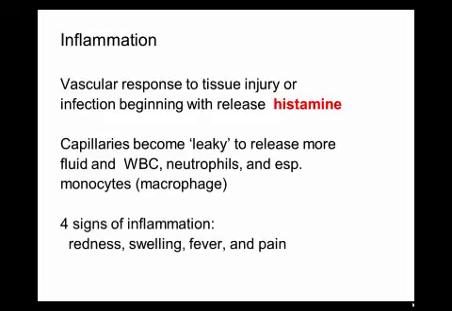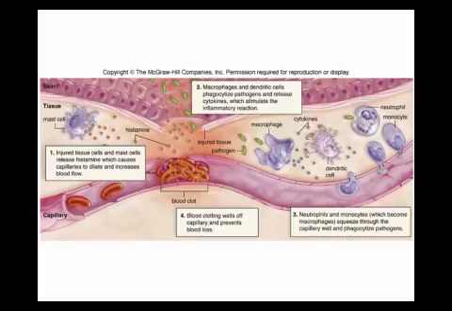The 4 signs of inflammation, redness, swelling, fever, and pain, are all due to this increased blood flow and increased leakiness of capillaries. Here's a diagram that illustrates the inflammation response. When certain cells are damaged, they release histamine, and histamine causes those capillaries to swell, they dilate, and this allows more fluid to leak out into surrounding tissue. Inside that fluid, we have different types of white blood cells that can respond by cleaning up debris from damaged tissue or phagocytizing pathogens that might have entered the wound site.